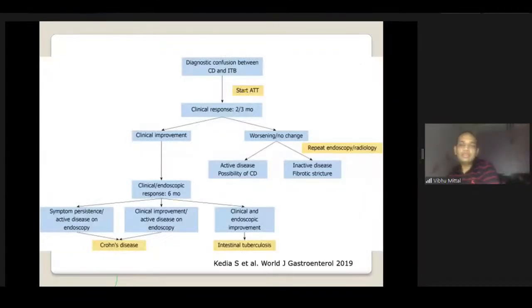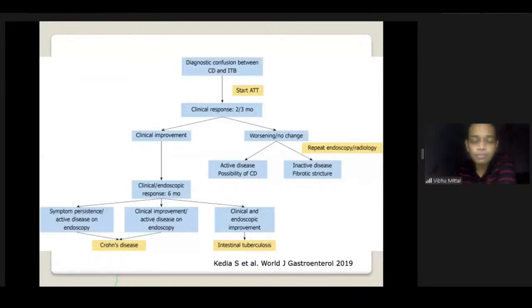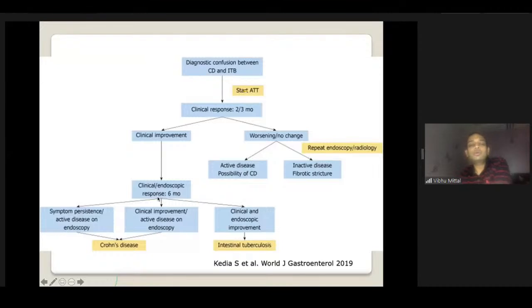Again, this flow chart is from that same AIIMS paper, where they have talked about how to go about a therapeutic trial of ATT when you are concerned about Crohn's disease as a differential. So if there is diagnostic confusion between Crohn's and intestinal tuberculosis, and you are starting on ATT, look at clinical response at 2 to 3 months. If there is clinical improvement, continue your ATT for 6 months and look at endoscopic remission.